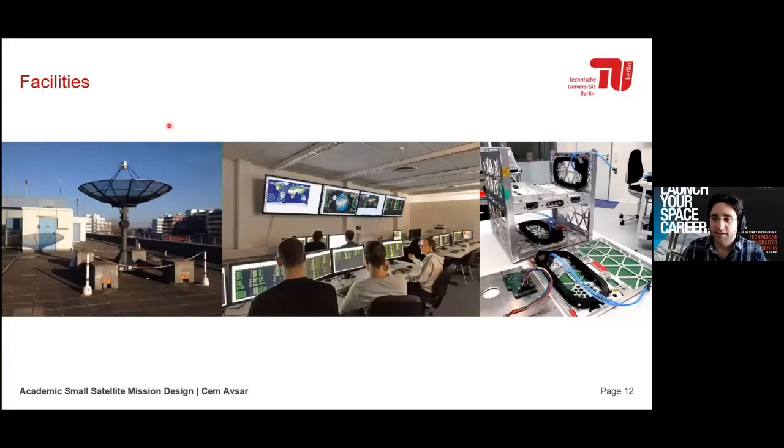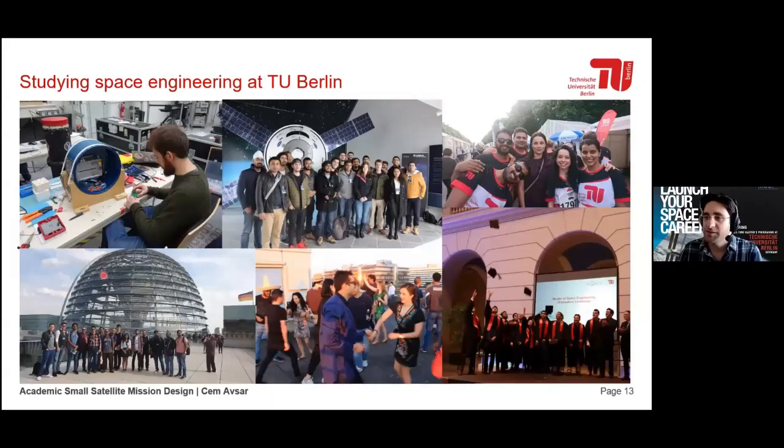And to build satellites, of course, you need some facilities. So we have an integration room where we put together, here you can see the structure of a satellite, and a mission operations center, the ground station on the top of the building. And you can also study space engineering at TU Berlin, and this is a combination of course, hands-on experience where students build systems and learn everything about space systems engineering, but also we have a big space industry in Germany, so we do lots of visits and also lots of cultural activities, of course.